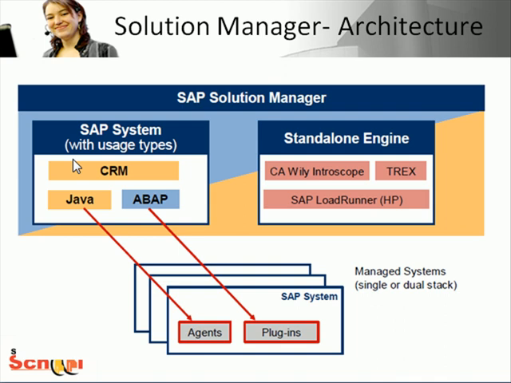These standalone engines of SAP Solution Manager are additional installable software units. They do not run as AS ABAP or AS Java, and the following engines are available as standalone engines. The first one is CA Computer Associates Wily Introscope. Then you have LoadRunner by HP, used for testing. You also have SAP Productivity Pack by RWD Systems, which is not shown here in the figure.